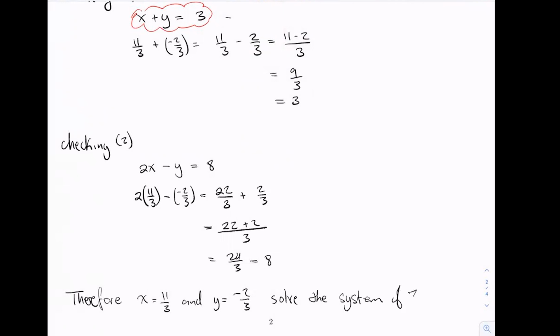So whenever we work out our answers for simultaneous equations, we should be able to plug them back into the system of equations, and it should solve each and every equation in the system. Therefore, our answer would be correct.